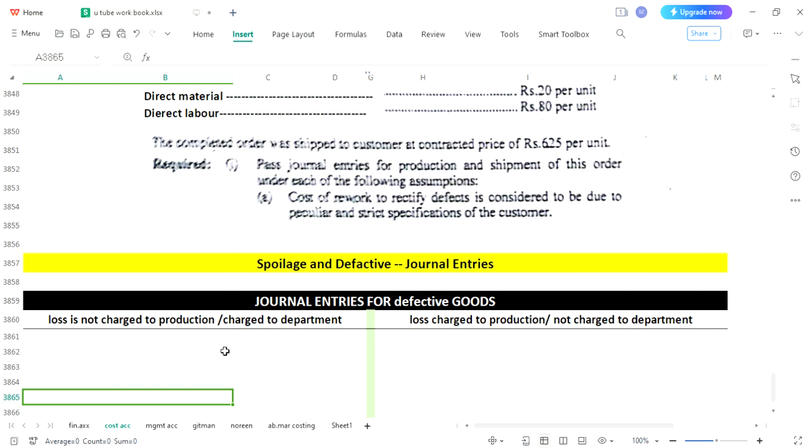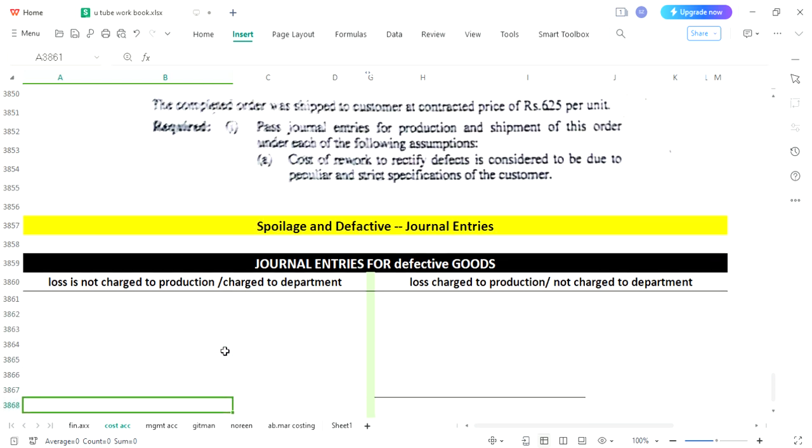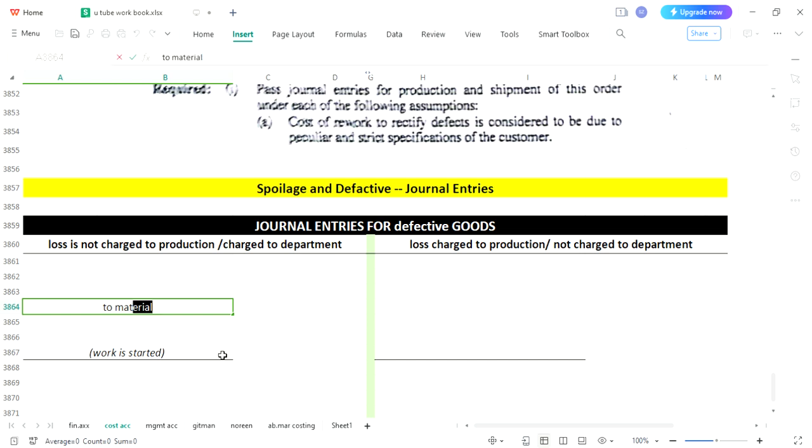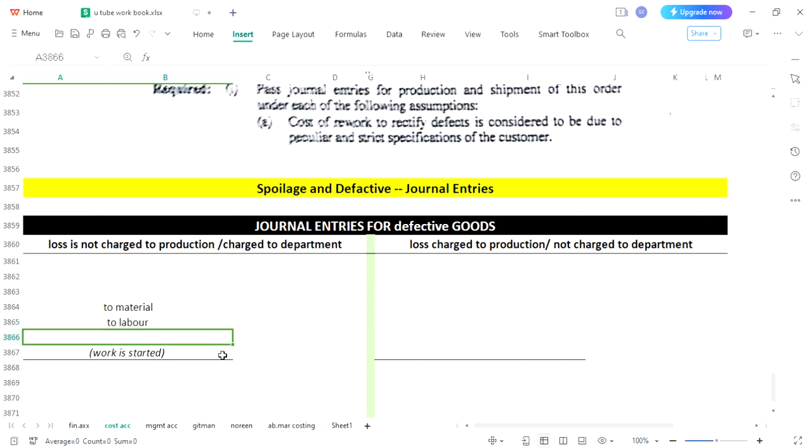The first entry which we will be doing is to start our process, or simply you can call it work is started. When you start your work, what will happen? You will use your material. It means material present at your store would be decreased. Secondly, your labor would also be used, and some factory overheads would be used. In this way, when you use your material, labor and FH, your work in process would be started.